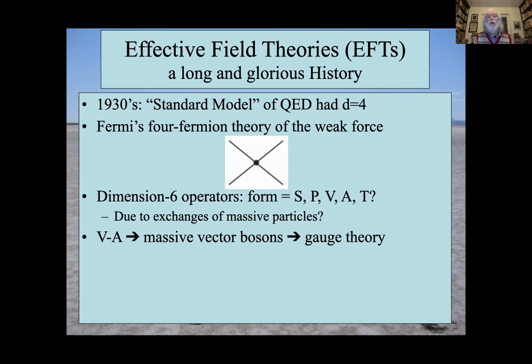So then in the 1950s, after a little bit of experimental to and fro, it was established that the weak interaction has a V minus A form. That, of course, suggested to people that the massive particles being exchanged might be vector bosons. The issue then was, how do you write down a consistent theory of massive vector bosons? And that led us to gauge theory and spontaneous symmetry breaking.